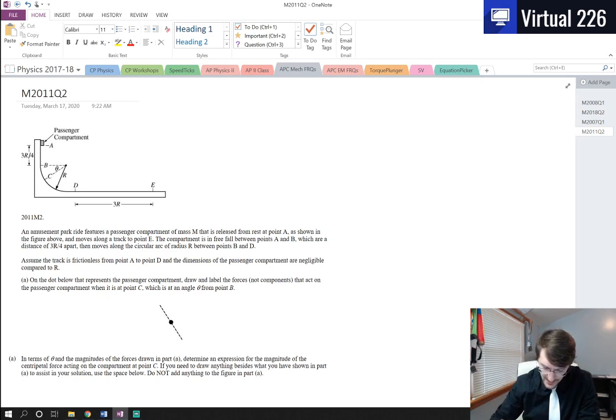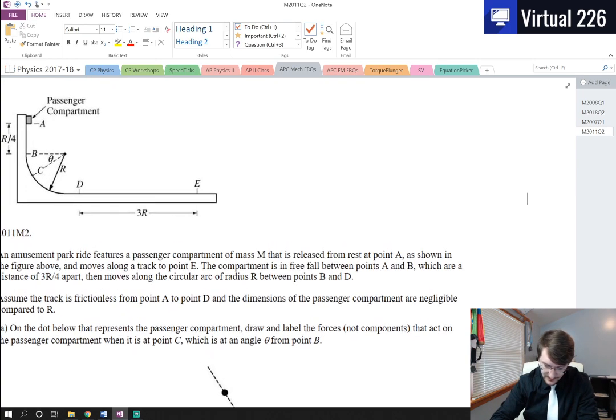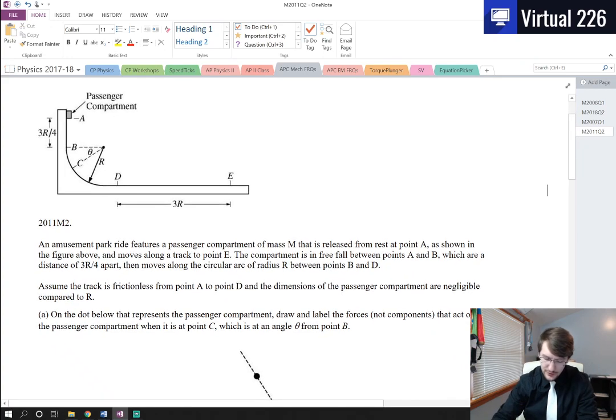We're looking right now at a 2011 AP Physics C mechanics problem, specifically question number 2. This problem is looking at some energy conservation and some forces as well. So what we've got set up here is a cool amusement park ride.